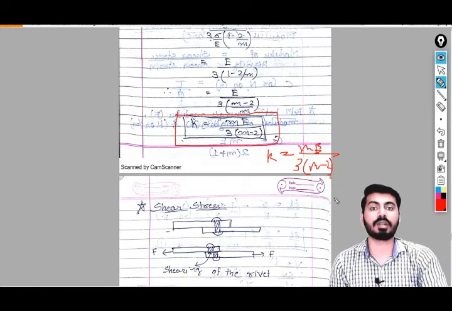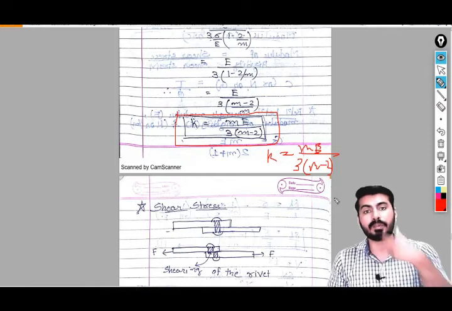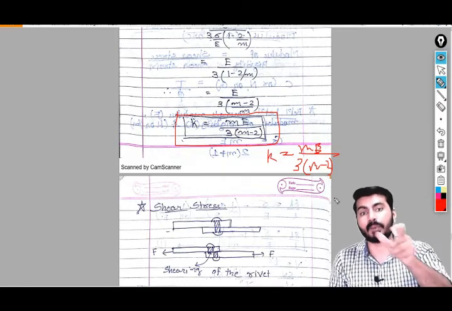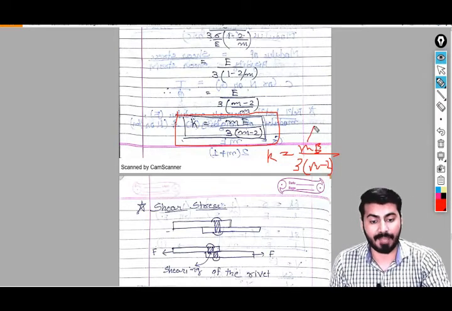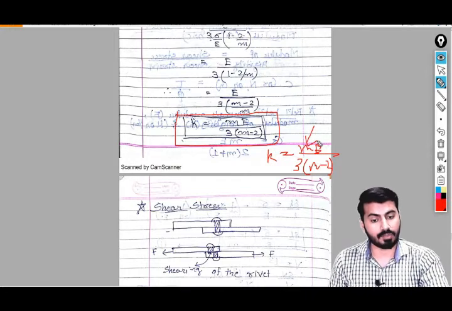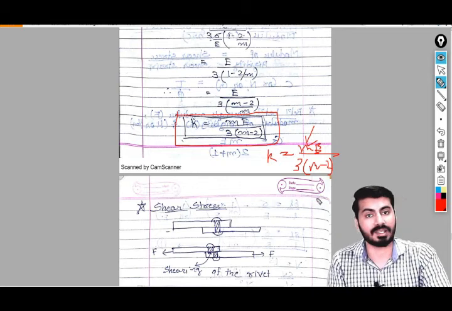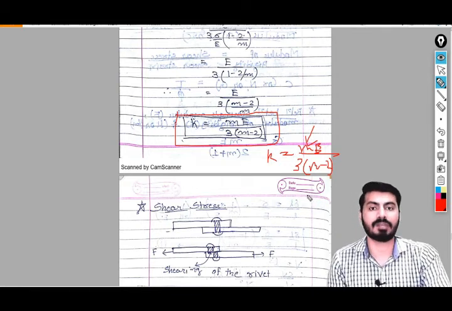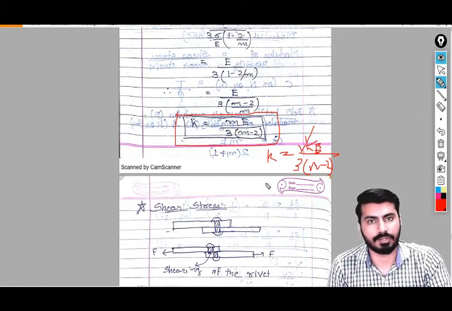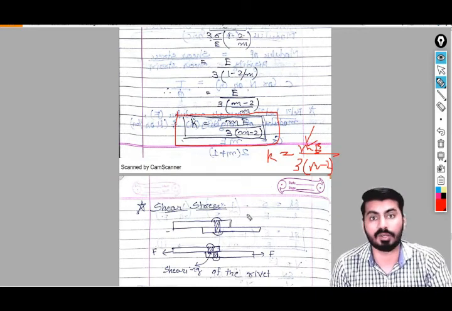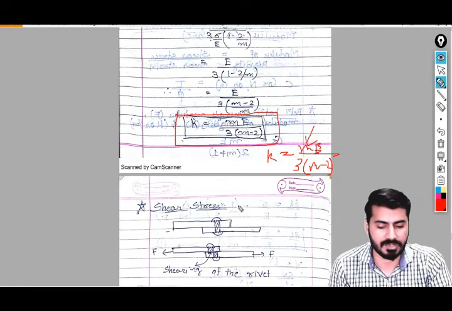So whenever in your examples they provide you the Poisson's ratio, don't put that value directly into m. Convert it into 1 upon m, then write the value of the Poisson's ratio, whatever is given in your example data. Otherwise your answer will be wrong and you will get no marks for that particular wrong explanation or derivation.